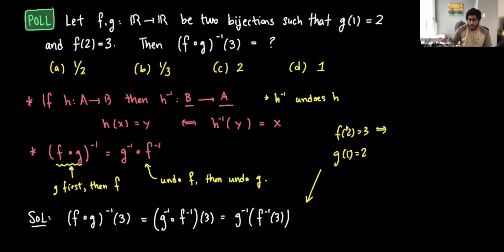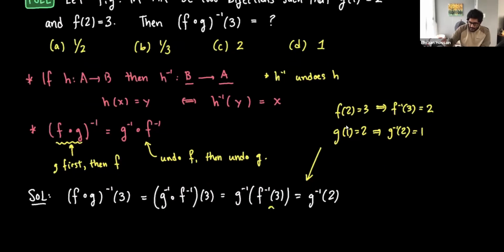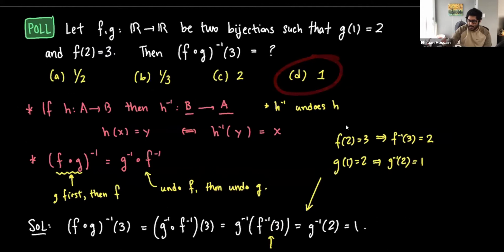And since f of 2 is 3, what's f inverse of 3? It undoes, it goes back, right? If f turns 2 into 3, then f inverse will turn 3 back into 2, exactly. And the same for g. G inverse will turn 2 back into 1. So if I want to calculate f inverse of 3, I get 2, because f inverse of 3 is 2. And then g inverse of 2 is 1. So it looks like there was enough information to solve the problem. The answer is D.